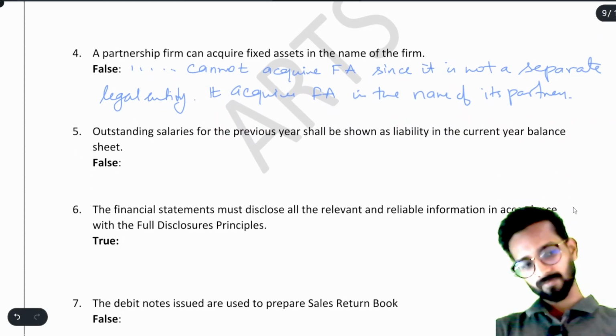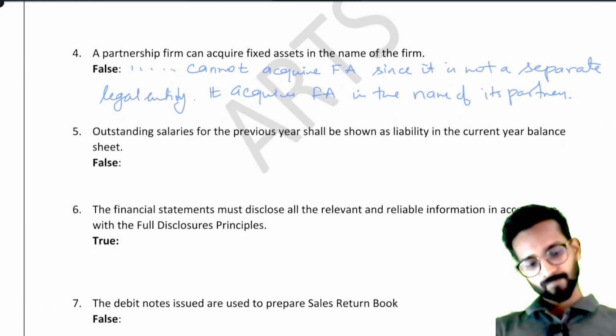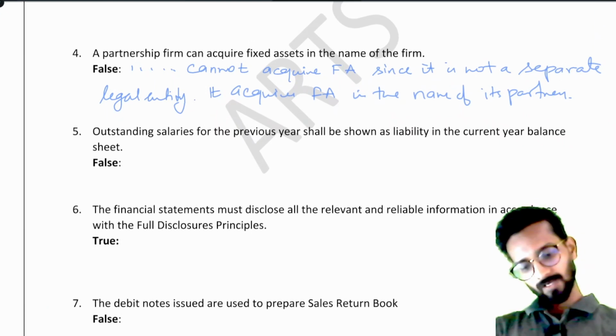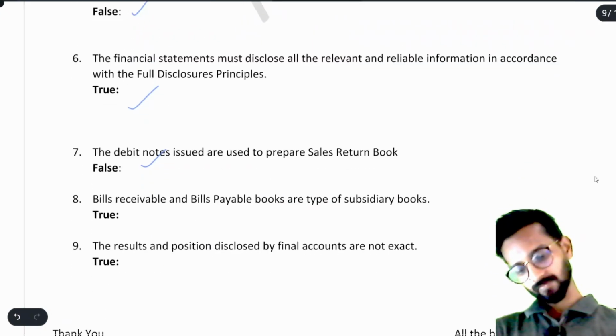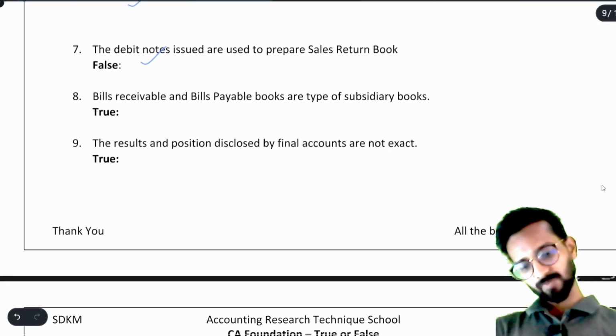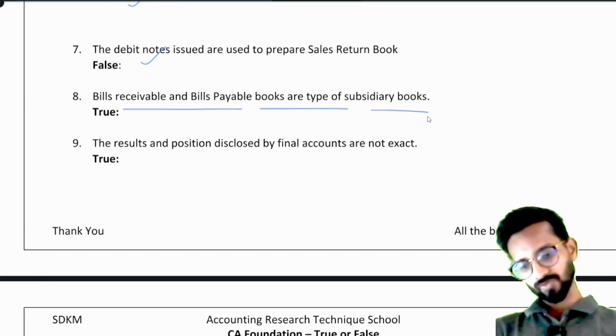Okay, after that, outstanding salary for the previous year, we have discussed this. The financial statement, already discussed. The debit note, this is also discussed. Bills receivable and bills payable books are types of subsidiary books, absolutely correct. You can just write true, bills receivable and bills payable are types of subsidiary books, okay. Then the result and position disclosed by financial accounts are not exact, this also we have already discussed.